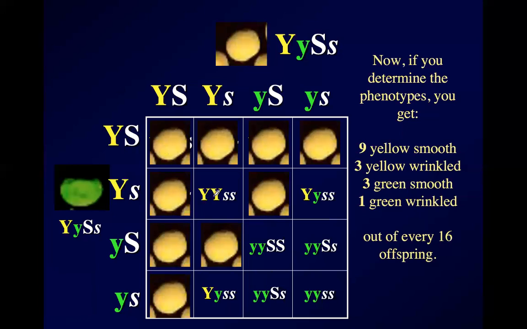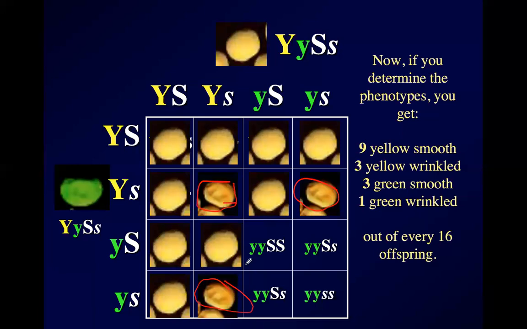3 of these have at least one dominant Y allele, but they are homozygous recessive for the wrinkled allele. And that's this one, and that one. And they're going to look yellow because they've got at least one dominant yellow allele, but they are homozygous recessive for the wrinkled allele. So they're going to look yellow and wrinkled. And yes, that is what a yellow and wrinkled pea looks like, although I did Photoshop boost the color intensity a little bit to make it obvious.